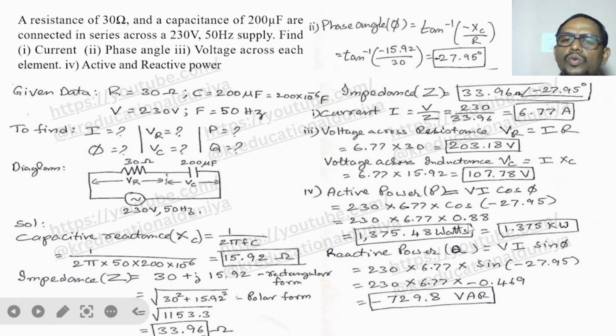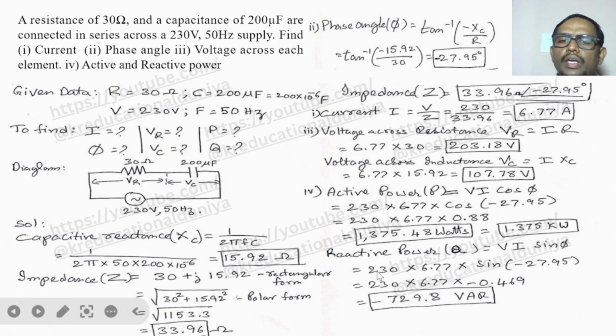After that, 6.77 into 230, you get the active power value as 1375.48 watts, otherwise 1.375 kilowatts. Next, reactive power: the symbol is Q and the formula is VI sin phi.